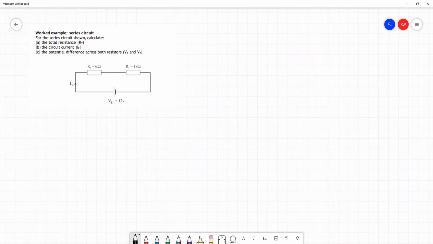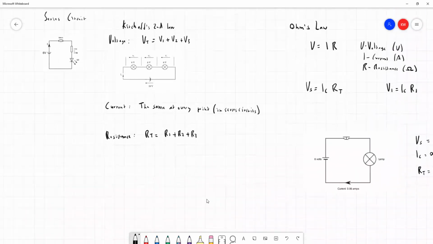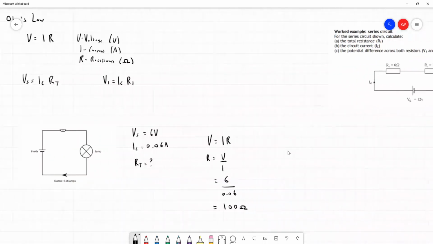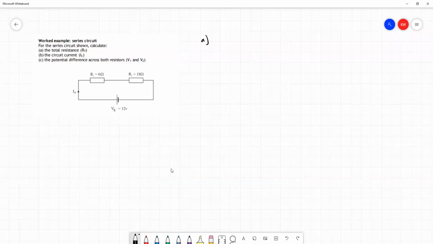Well, the first thing we're asked to find is the total resistance. So I'll write A up here. Now, if we remember what we said about series circuits right at the start of this video, the total resistance is equal to the sum of all the individual resistances. So we have two components in this circuit, two resistors, and so what we know about series circuits tells us the total resistance is equal to R1 plus R2.